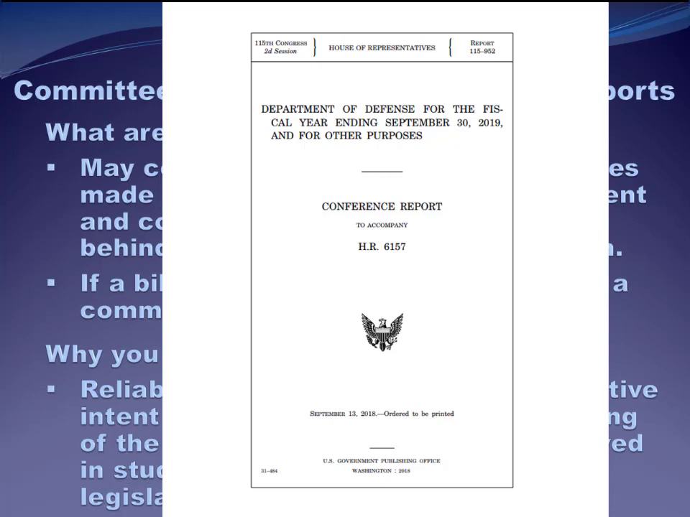So if you wanted to look at that report, there's the report number up on the top right. You can see it's from this session of Congress, and it's accompanying the bill H.R. 6157. So that's the House of Representatives bill number.